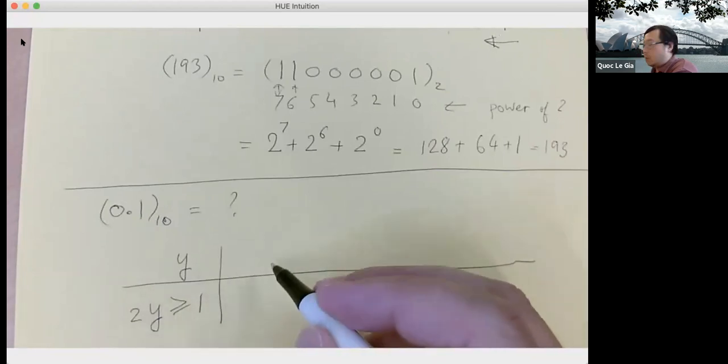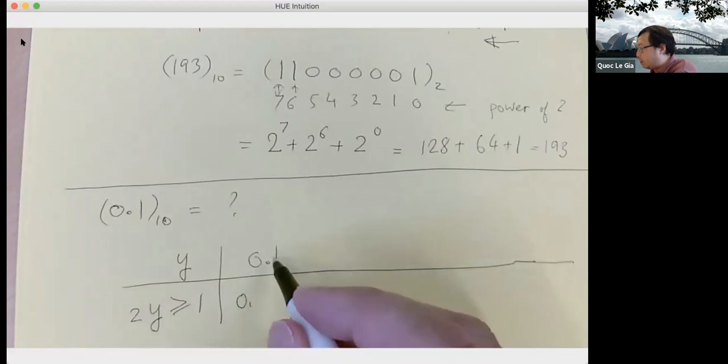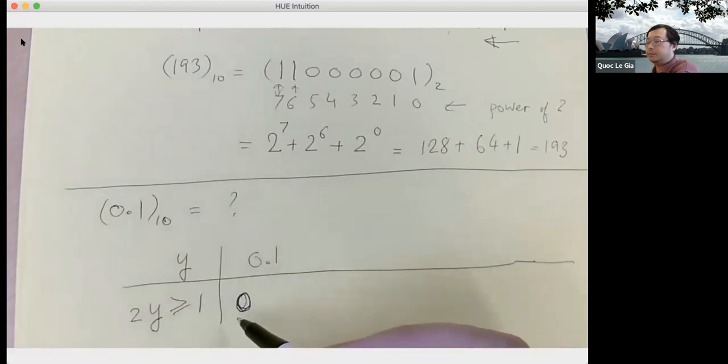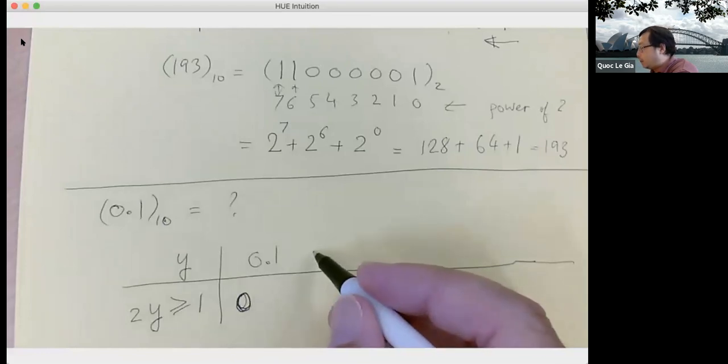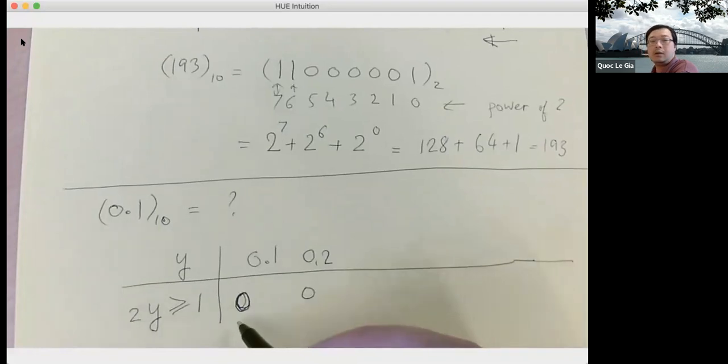Now y is 0.1. You multiply by 2, so you get 0.2. 0.2 is not bigger than 1, so you put in 0. Then you multiply 0.2 by 2, you get 0.4. Is it greater than or equal to 1? Well, 0.4 is still less than 1. You put in 0 here.